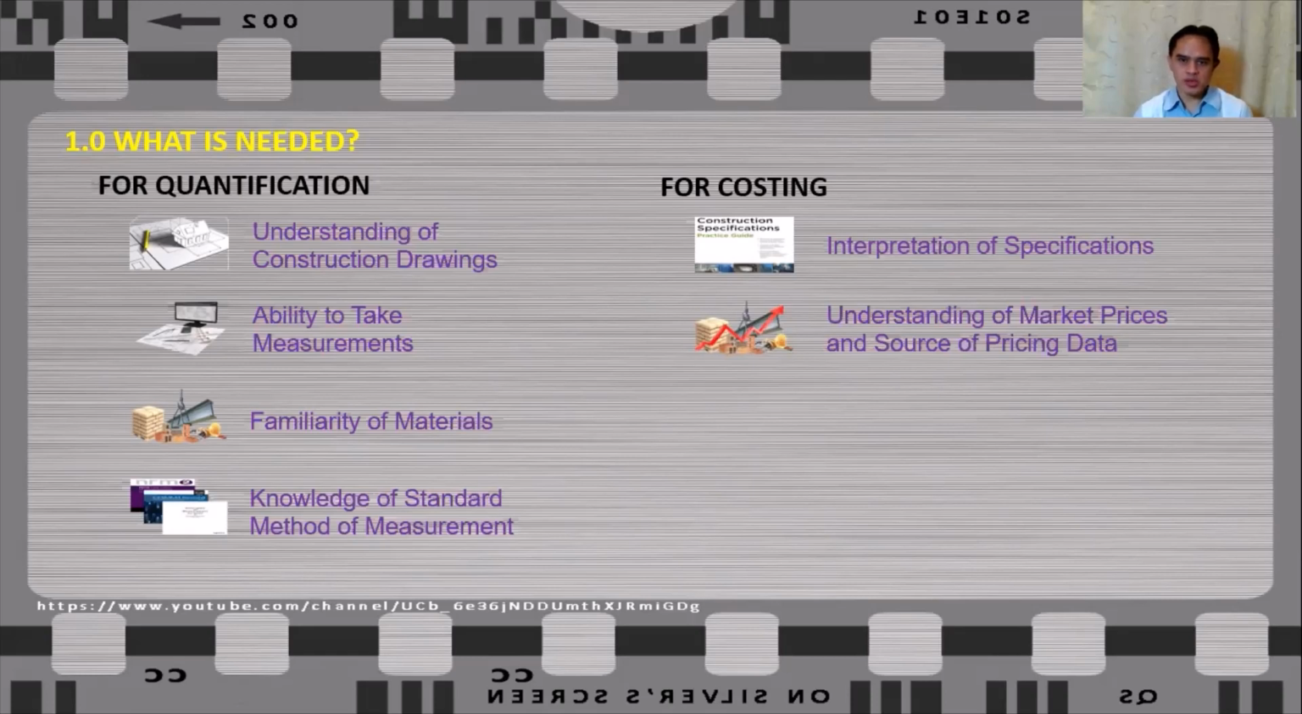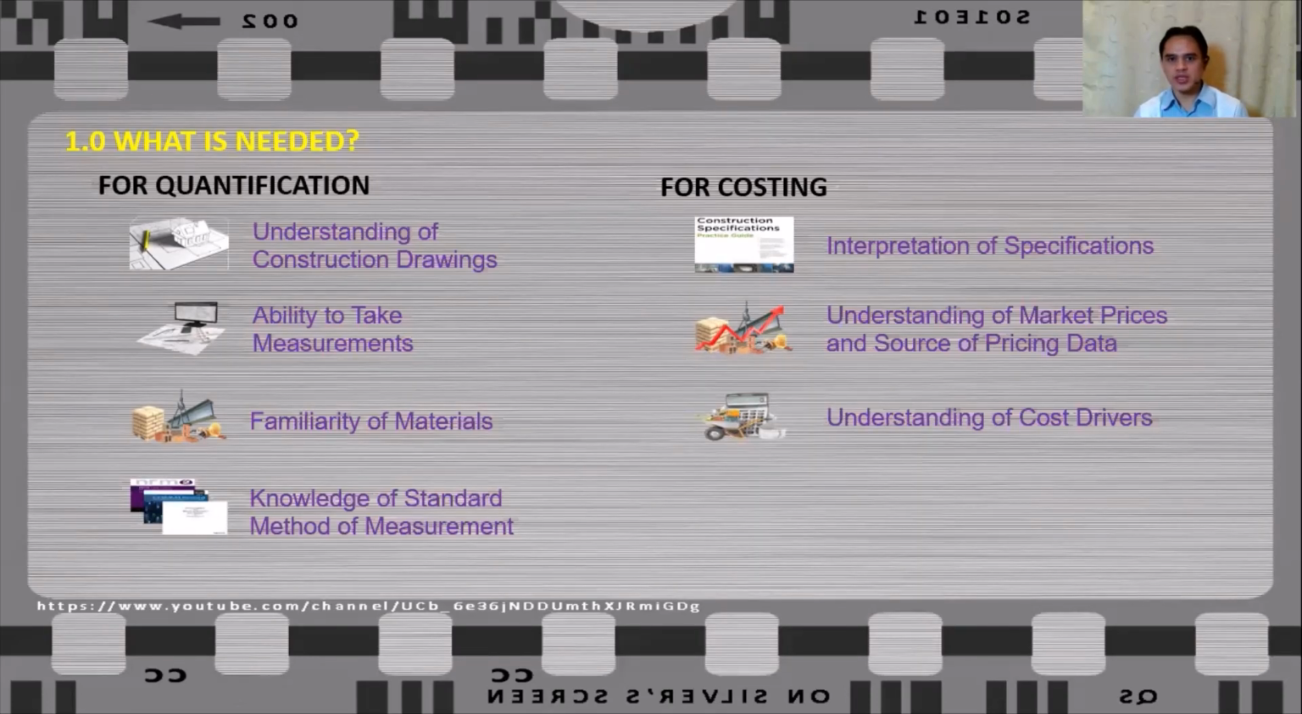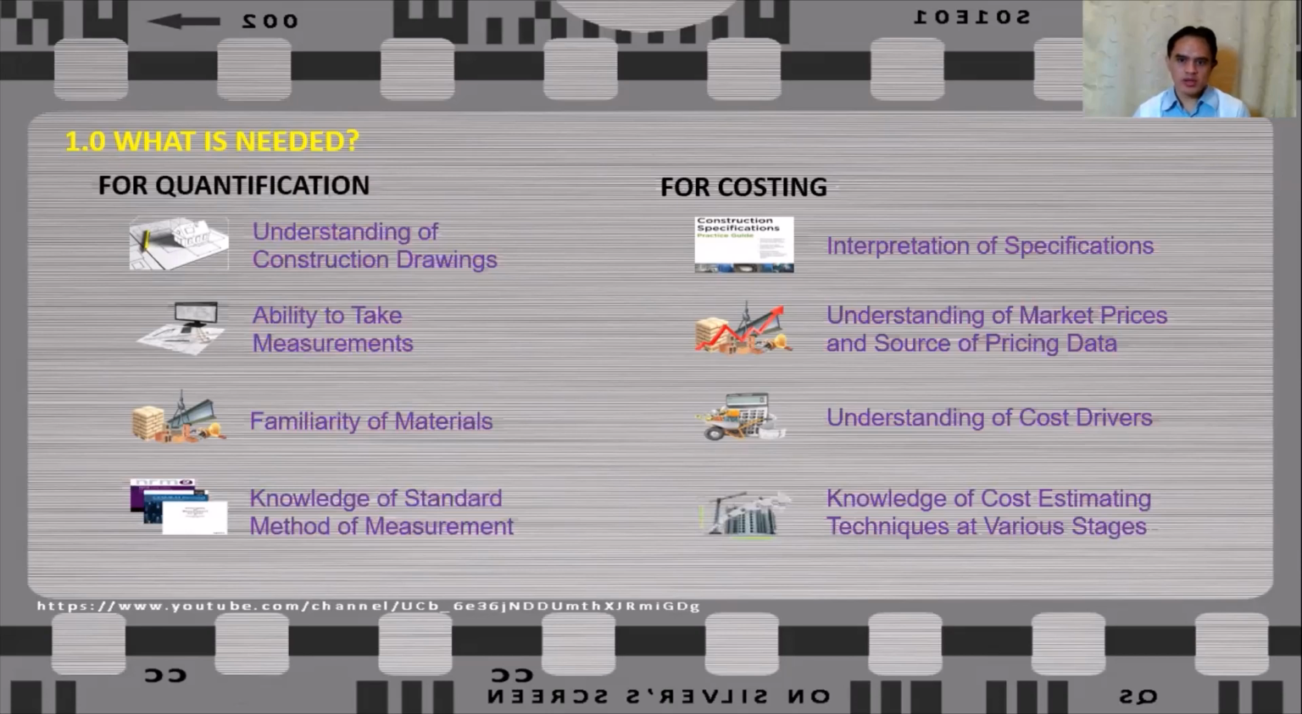While for costing, you need to have the knowledge of how to interpret specifications and understand the market prices and also the source of your pricing data. You must know when the data was being collected and the purpose of this data collection. You must also understand your cost drivers. What are the factors contributing to your cost, like your project location, inflation, and so on. You must also have the knowledge of cost estimating techniques at various stages of the project.